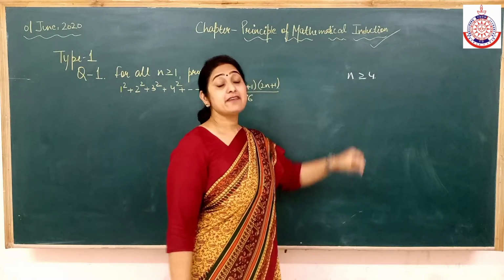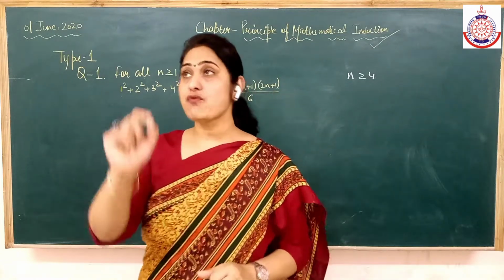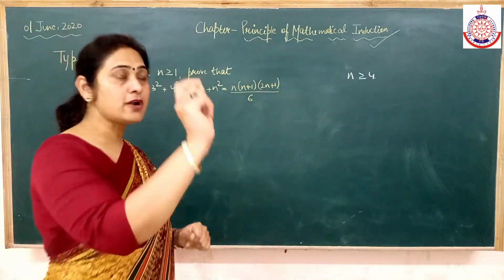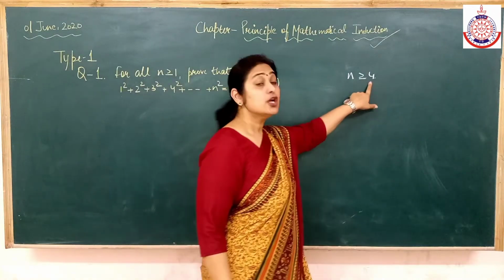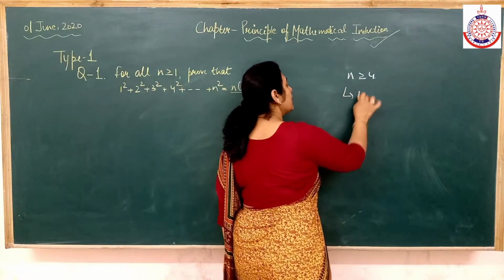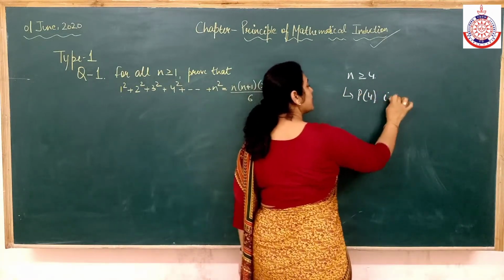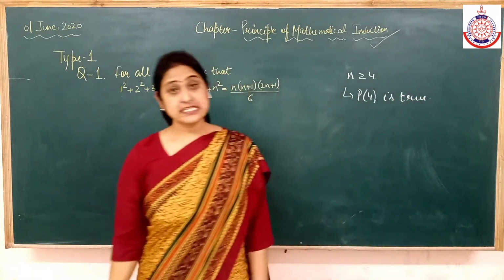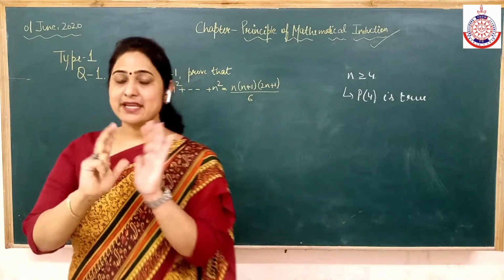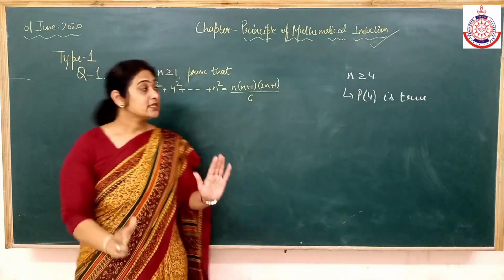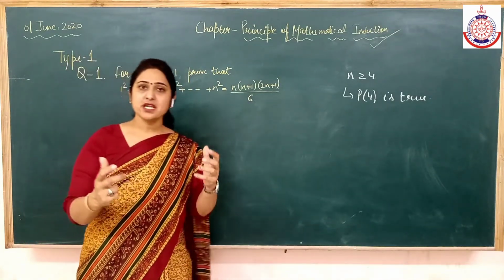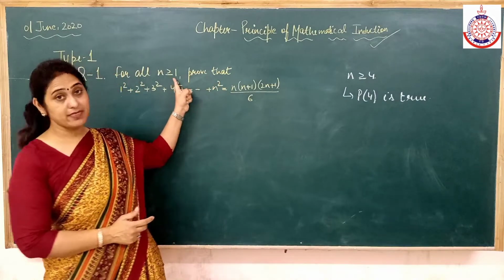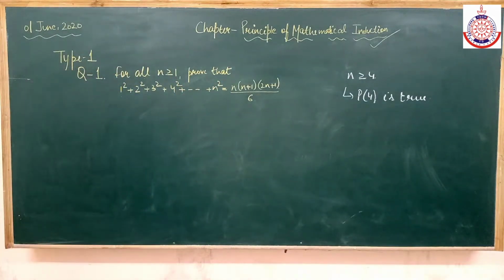Is it clear? If some statement is given, and we prove that it is true for n greater than or equal to 4, then my first step will be P4 is true. Is it clear? This you have to keep in your mind very clearly. This is just the first property. It depends upon what is given to me in the question. Alright? Fine.